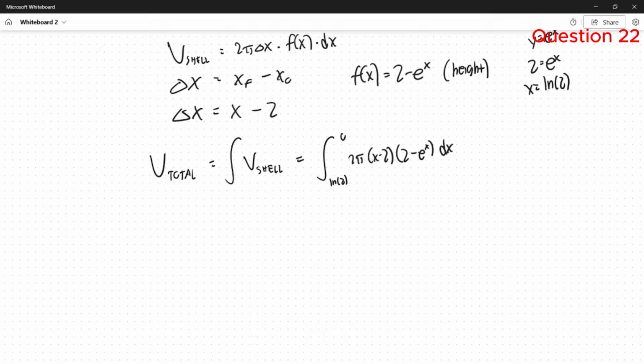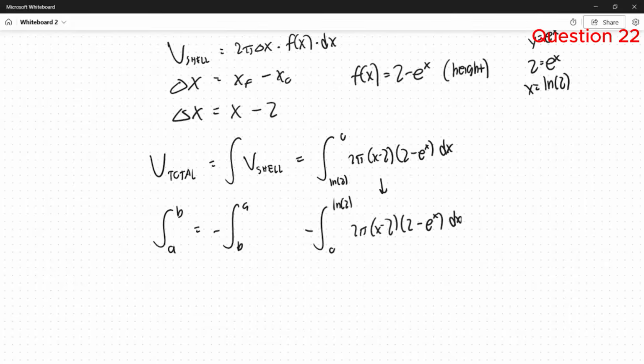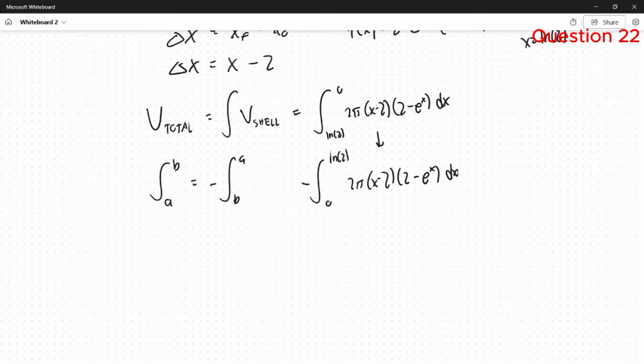First of all, we know that the integral from a to b is equal to negative the integral from b to a. We change the integral bounds here from 0 to ln of 2. This becomes negative 2 pi times x minus 2 times 2 minus e to the x dx. But as you may see, you can put the negative sign into x minus 2 to turn it into our final form: the integral from 0 to ln of 2 of 2 pi times 2 minus x multiplied by 2 minus e to the x dx. And that would be the volume done by shells.